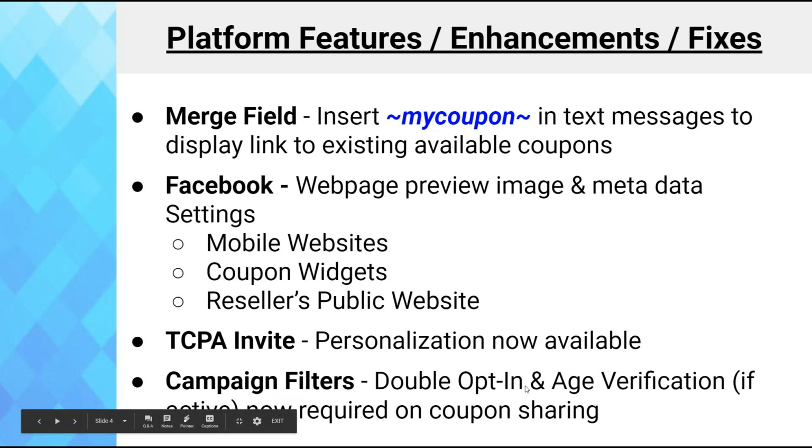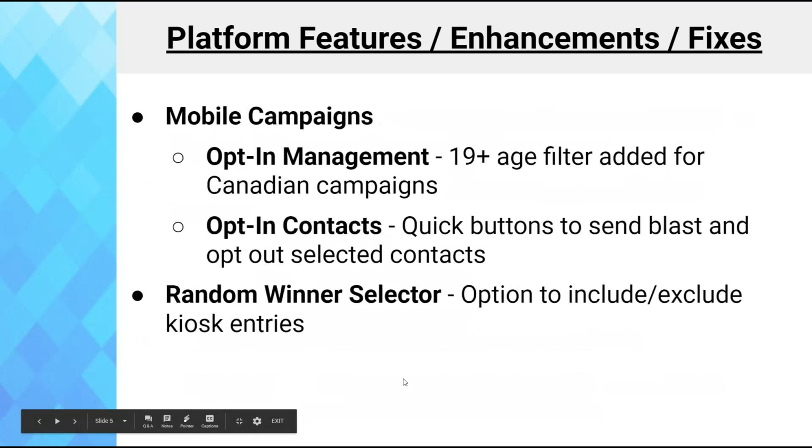And lastly here, campaign filters, double opt-in and age verification. There was a previous issue where if you had a double opt-in or an age verification on a campaign and somebody shared a coupon, it was bypassing the double opt-in. It was bypassing that age verification and not taking the person through that process. So that's been fixed. If you share a coupon with somebody and you have a double opt-in, it will take that person trying to get the offer through the double opt-in or age verification process.